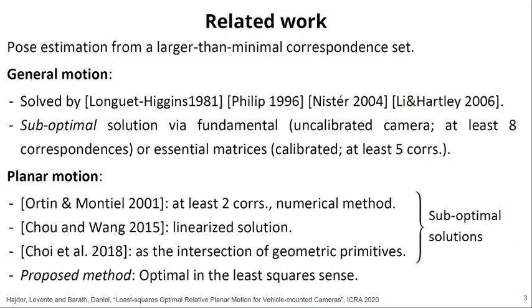The first specific paper in this field was published by Ortin and Montiel in 2001. They show that planar motion can be written by two parameters and solved it by a numerical method. Other non-optimal solutions have recently been proposed by Chow and Wang and Choi et al. The main goal here is to optimally estimate the extrinsic motion parameters. The overdetermined cases are addressed, which are essential for accurate model estimation, for example at the last step of a RANSAC-like robust method.